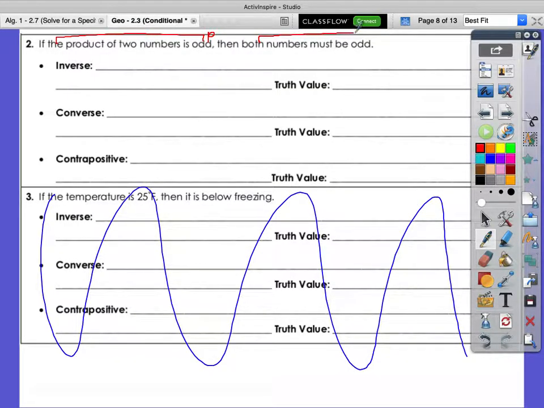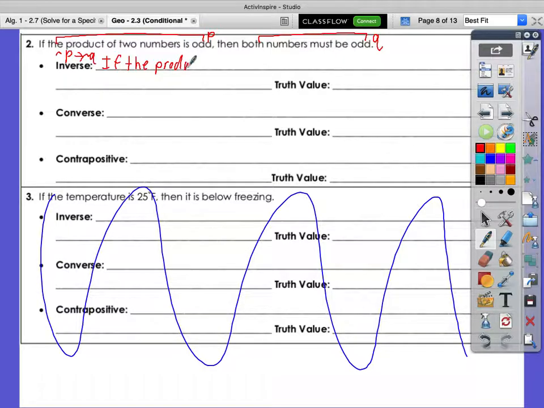Very good. Both numbers must be odd is in fact our conclusion, our cue, okay? So our inverse is what format? We do what? Marissa? If the product of two numbers is not odd, both the numbers must not be odd. We're going to do our not P followed by not Q, okay? And the first one had said that for us.